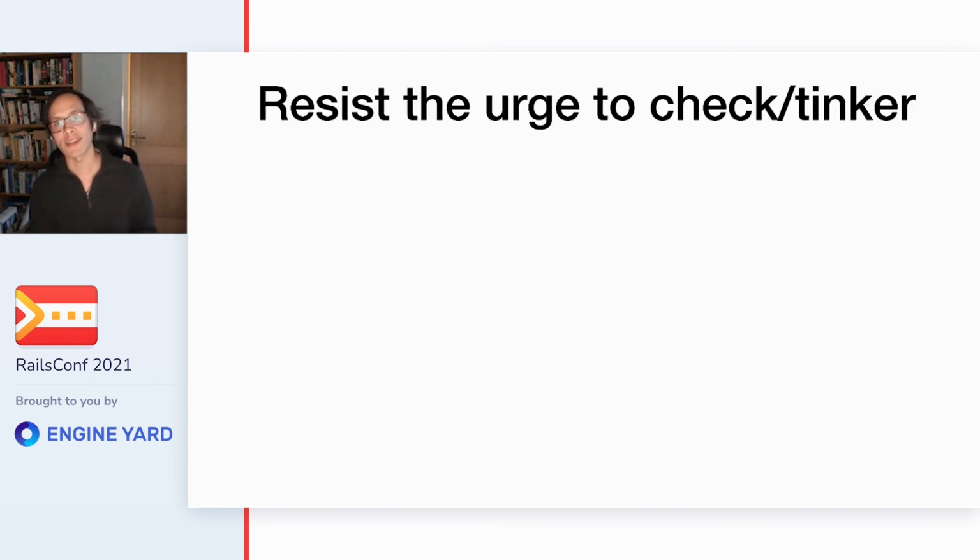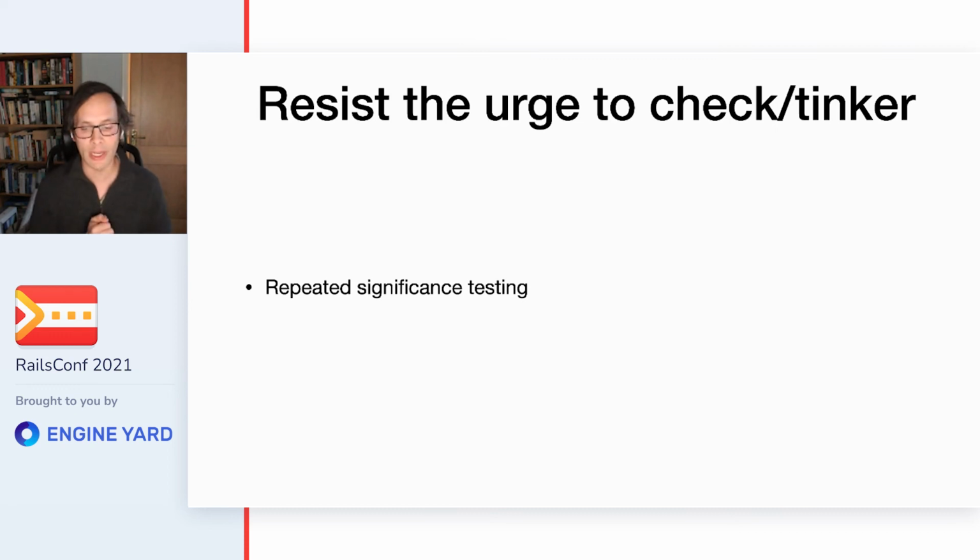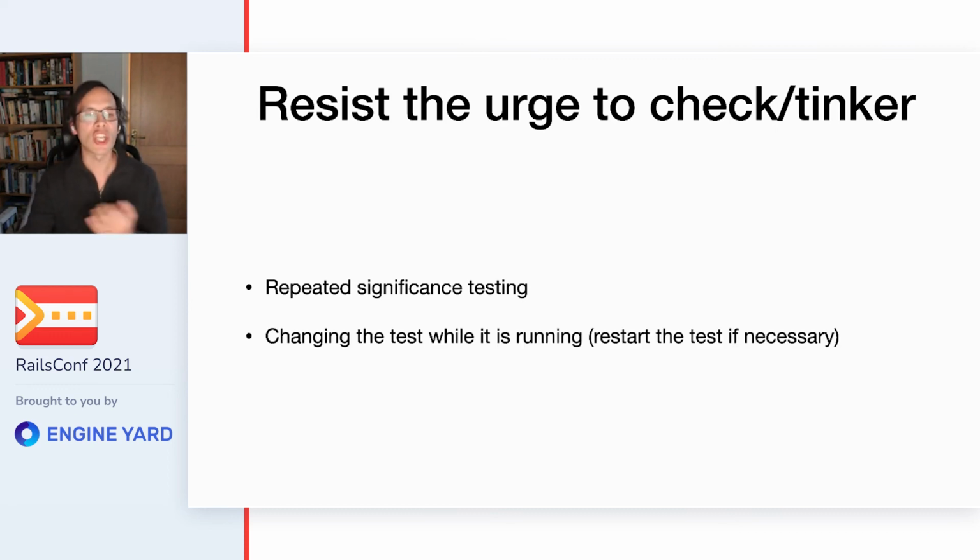Resist the urge to check and tinker with things. That covers repeated significance testing that we talked about earlier, but generally changing the test. So maybe halfway through the test, you find a bug. Obviously, you're inclined to fix it, but if you do that, then your results will be half with the bug, half without the bug. And again, you won't really know what the test conclusions mean. So fix the bug, by all means, but then restart the test.